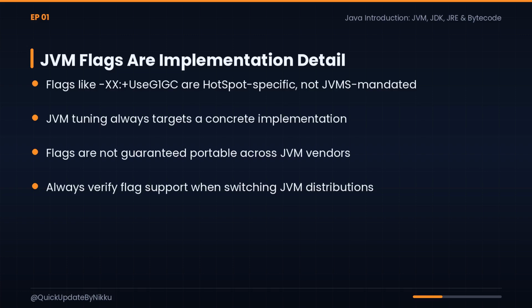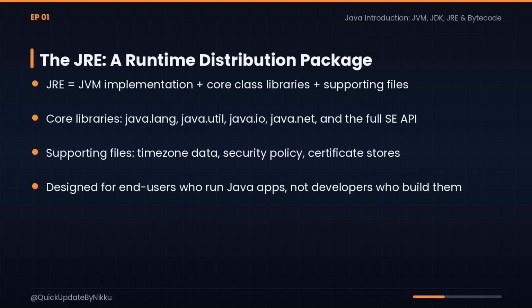Treat JVM flags as implementation-specific configuration, and verify them whenever you change JVM vendor or major version. The JRE is not a specification, it is a concrete, downloadable distribution. Its job is to provide everything needed to run a compiled Java program: a JVM implementation, the standard library your code depends on, and the configuration files the runtime needs to function correctly. Historically, end users installed the JRE to run Java applications without needing any development tools at all.